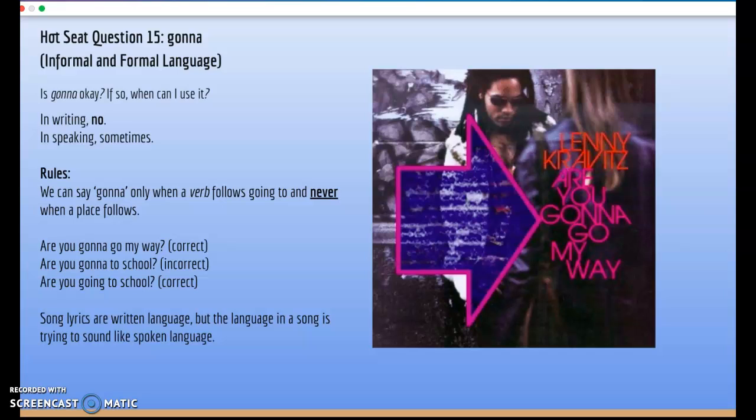So in the case of Lenny Kravitz's hit Are You Gonna Go My Way? It comes from Are You Going to Go My Way? If, however, he wanted to go to school, are you gonna school? That doesn't make sense. It would be, are you gonna go to school or are you going to school?